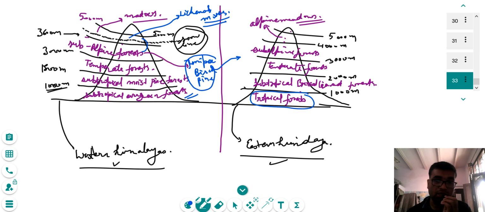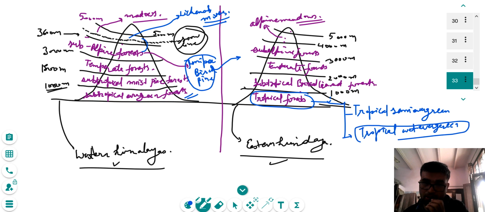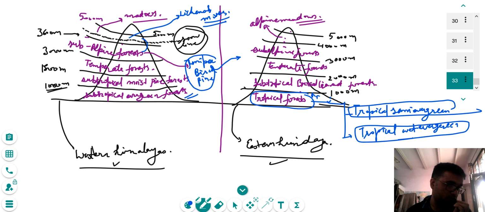also divided into two types, that is the tropical semi evergreen and tropical wet evergreen. Tropical wet evergreen is found in the lower margins, while the tropical semi evergreen is found in the higher margins, up to 1000 meters. So this is the difference between the eastern Himalayas and the western Himalayas plus mountain vegetation.